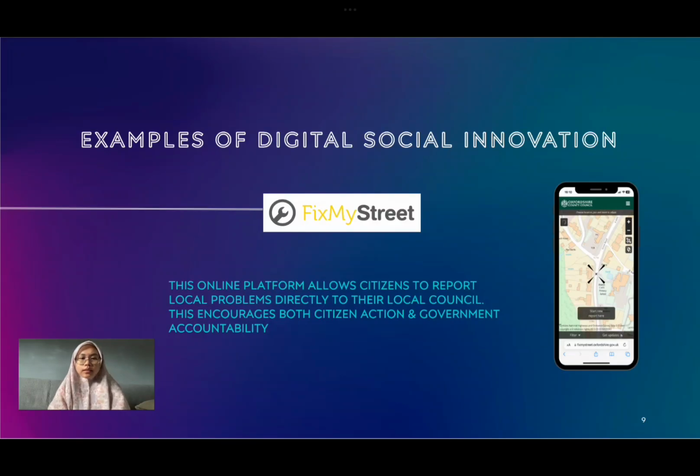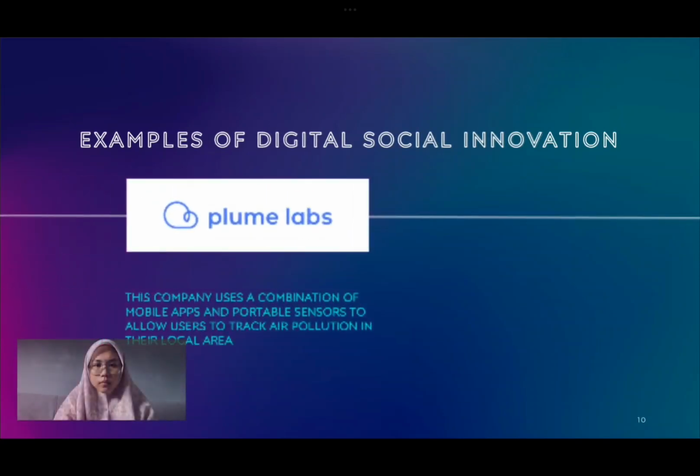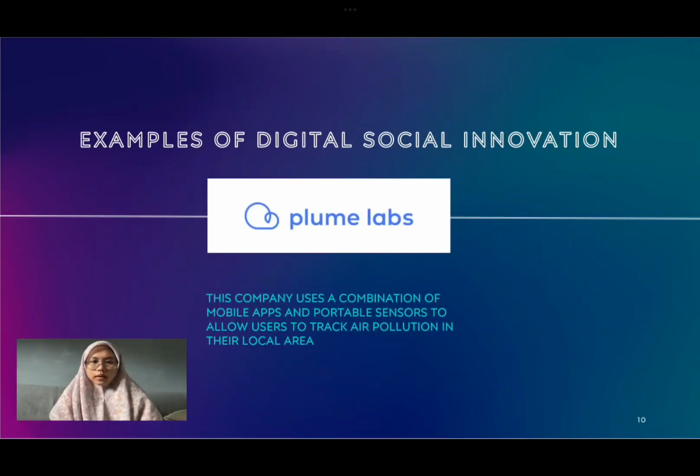Next, let's look at the examples of digital social innovation. The first one is Fix My Street. This online platform, originally from the UK, allows citizens to report local problems like potholes, graffiti, or broken street lights directly to their local council. And the third example is Plum Labs.